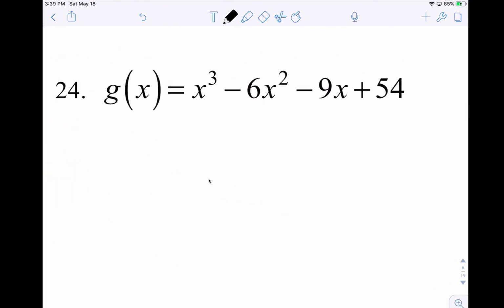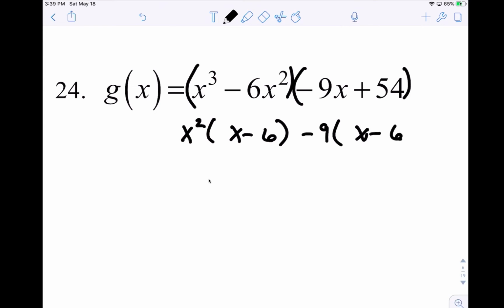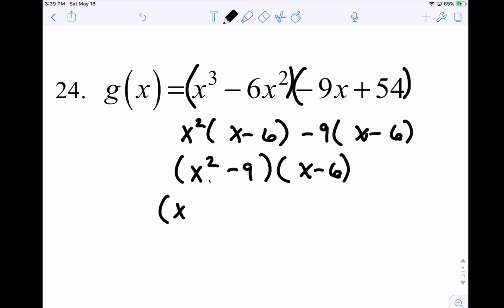Okay, so 24, it's not factored for me, but I can do that. So you're just going to do the first two and then the last two. So that's x squared times x minus 6, and then -9 times x minus 6. So that's x squared minus 9 times x minus 6, which is then x plus 3, x minus 3.